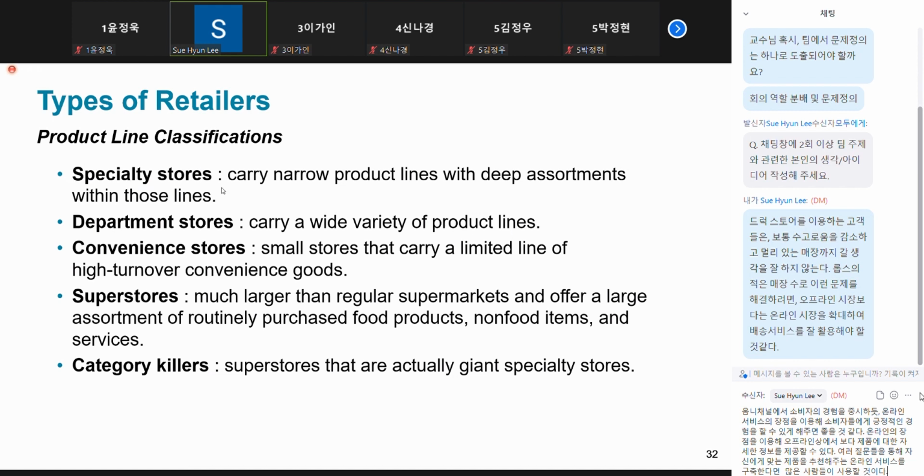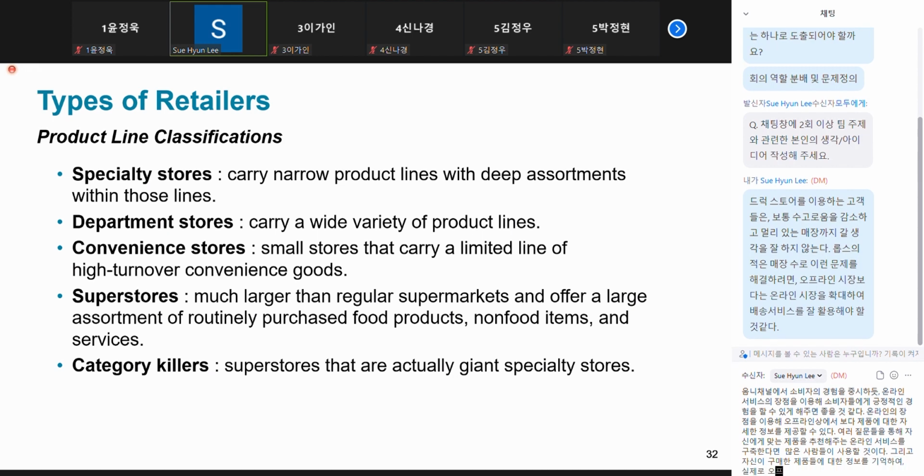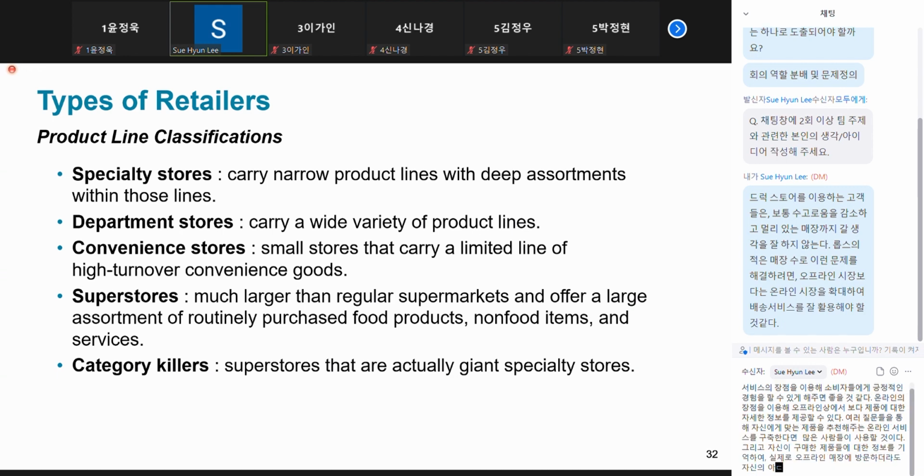Specialty stores, okay, like shoe stores, carry narrow product lines with deep assortments within those lines. Think about any shoe stores. Department stores carry a wide variety of product lines. Maybe department stores have been squeezed between more focused and flexible specialty stores. We have lots of department stores here, right? Convenience stores are small stores that carry a limited line of high turnover convenience goods. Okay, maybe you can find these very closely nearby, right?